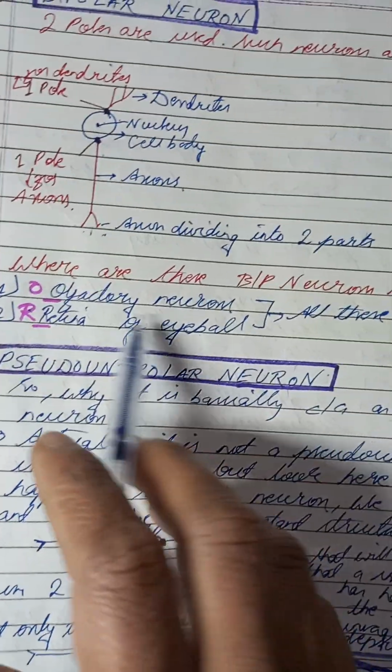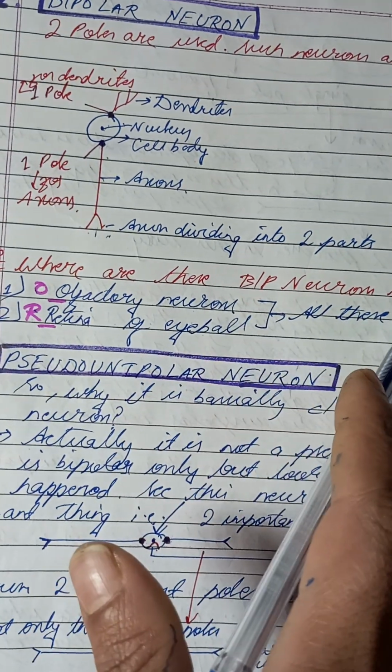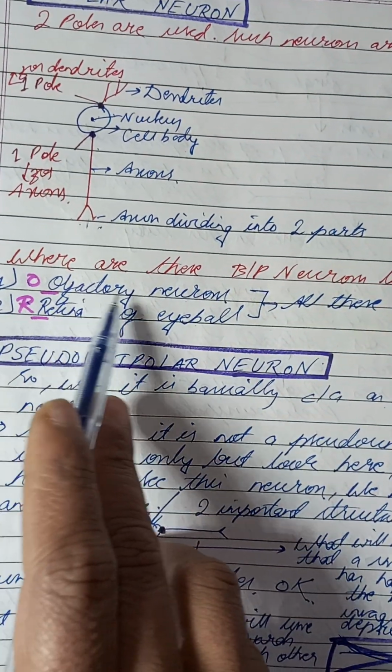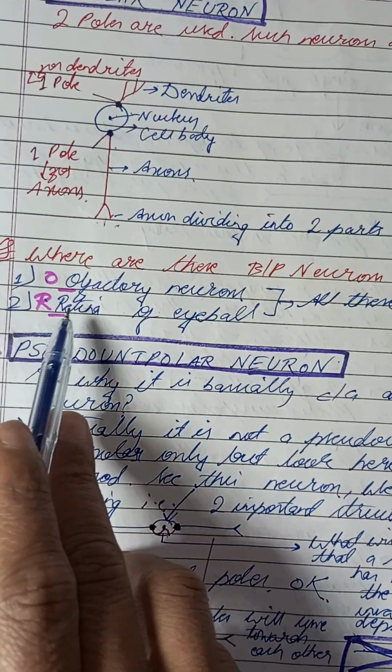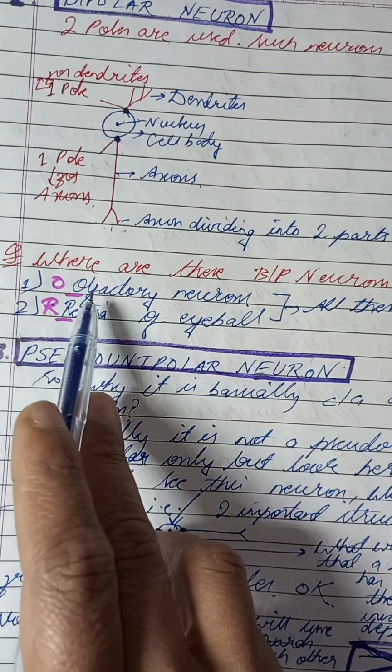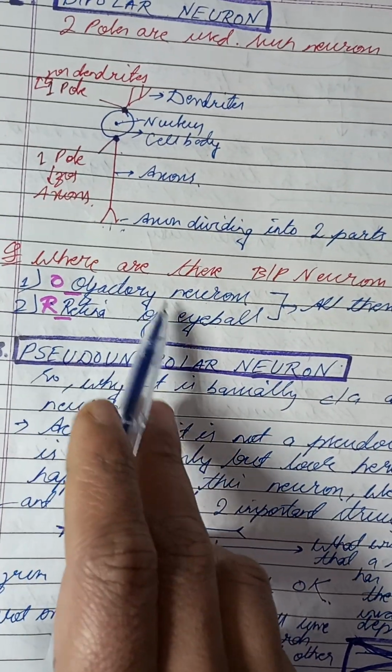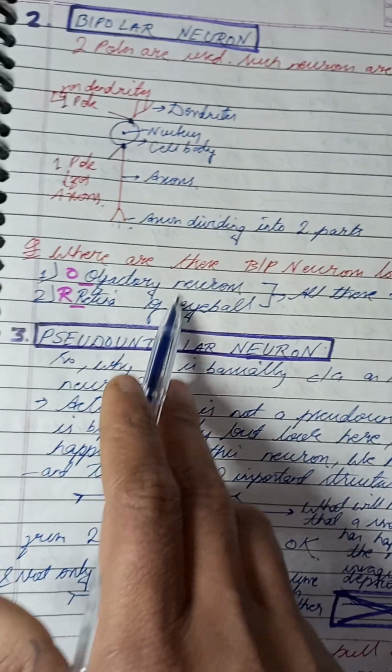Where are these bipolar neurons located? Number one is the olfactory neurons, and number two is the retina of the eyeball. Olfactory neurons and the retina of the eyeball, all these are bipolar neurons.